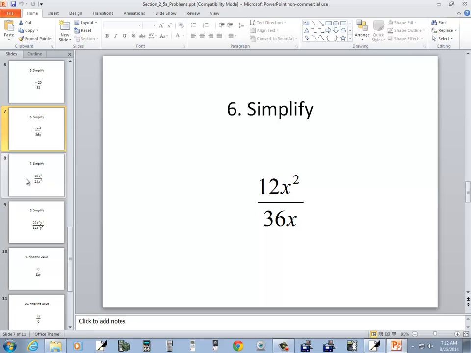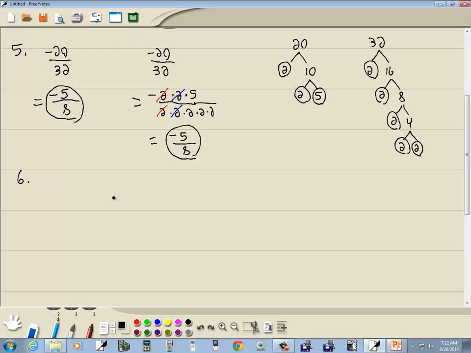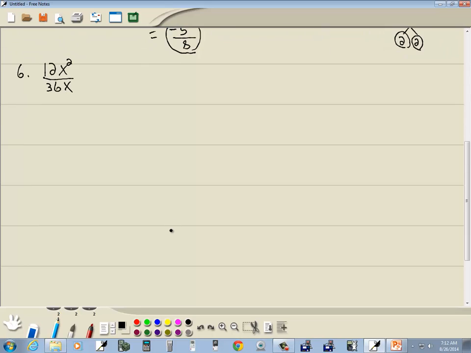Okay, this one has a note that goes along with it. 12x squared over 36x. Okay. Now, trying to think if I have room for the note here. Yeah, I'll just put it down here.